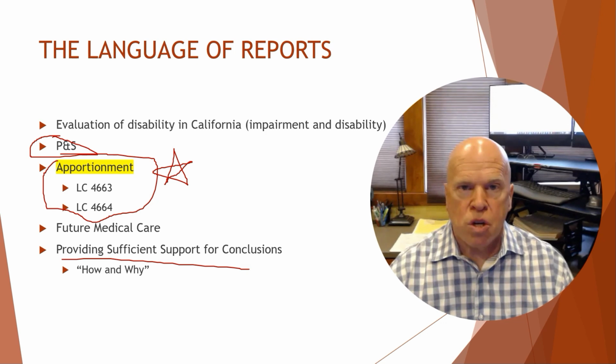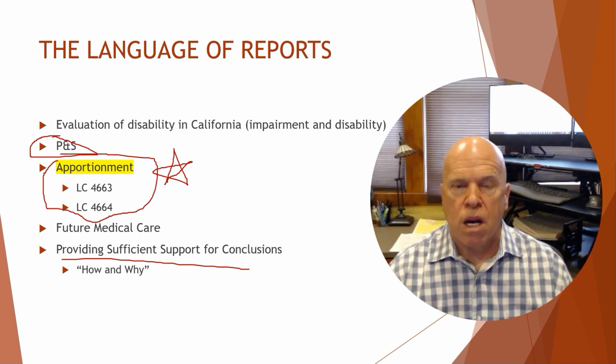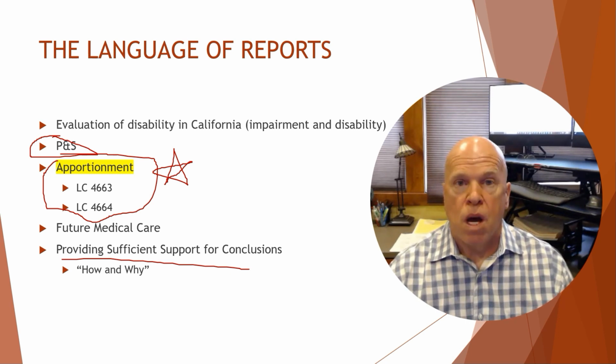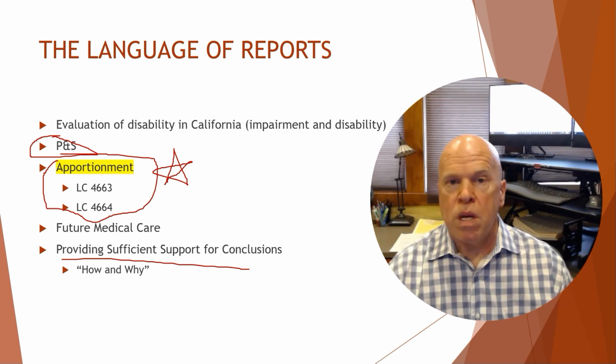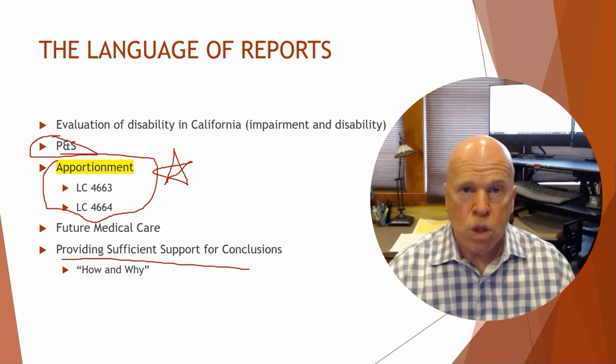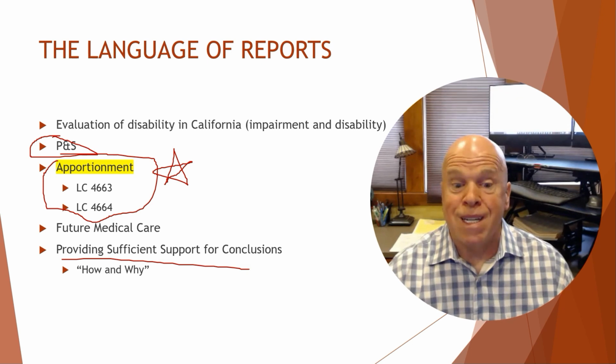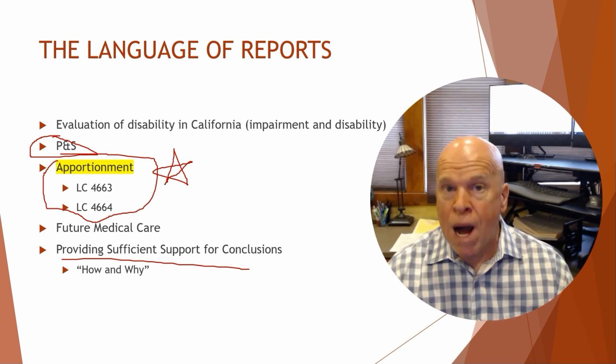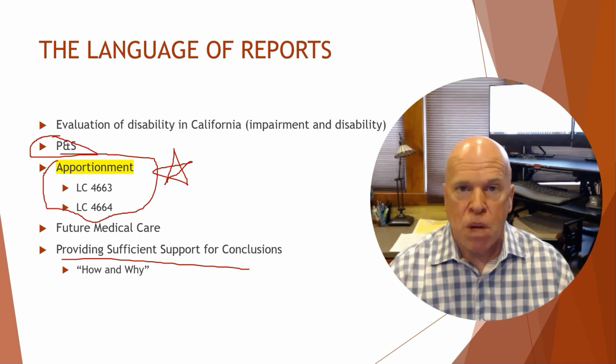And this is an important concept because in California workers' compensation, simply an opinion or simply a conclusion in the body of your report is not enough. Opinions and conclusions in your clinical practice and in other non-workers' compensation reports might be sufficient to get that report through the parties. But in California workers' compensation, for each opinion and each conclusion that you offer in the body of your report, you must support that opinion and that conclusion with how and why reasons, as to why and how you came up with this particular opinion or conclusion.